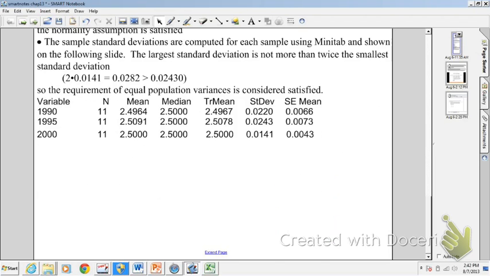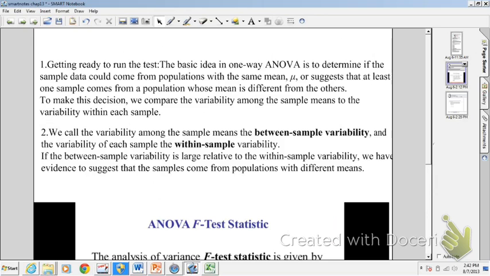Okay, let's take a look at the next page. So we're getting ready to run the test. The basic idea in the one-way ANOVA is to determine if sample data could come from populations with the same mean, mu, or suggest that at least one sample comes from a population whose mean is different from the others. To make this decision, we compare the variability among the sample means to the variability within each sample. We call variability among the sample means the between sample variability.